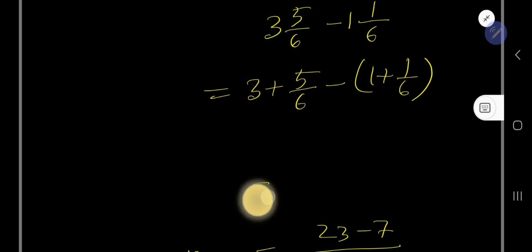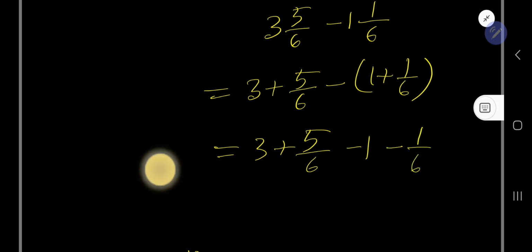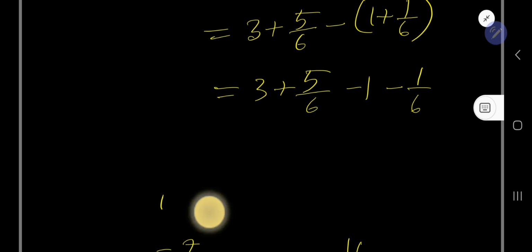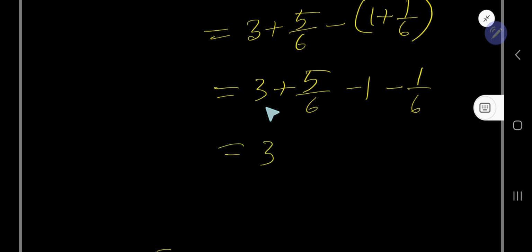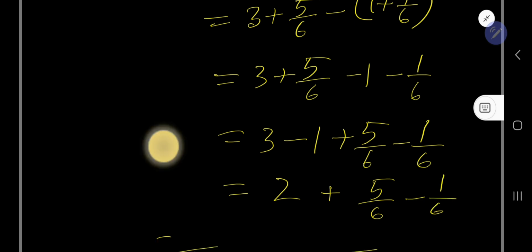Right, now look, here minus, here plus, so minus 1, and minus 1 over 6. Now rearrange this problem. So 3 is a whole number, 1 is a whole number: 3 minus 1 plus 5 over 6 minus 1 over 6. If you subtract the whole numbers, you are getting 2 plus, here we have 5 over 6 minus 1 over 6.